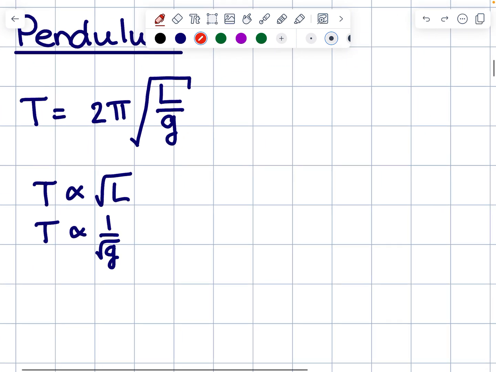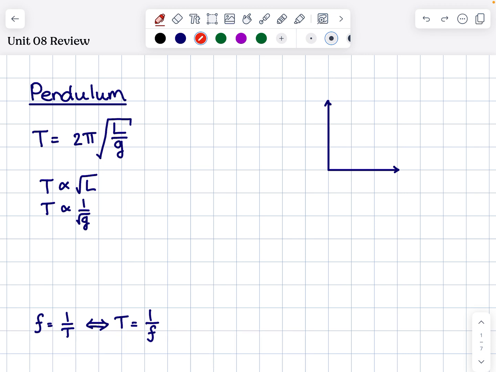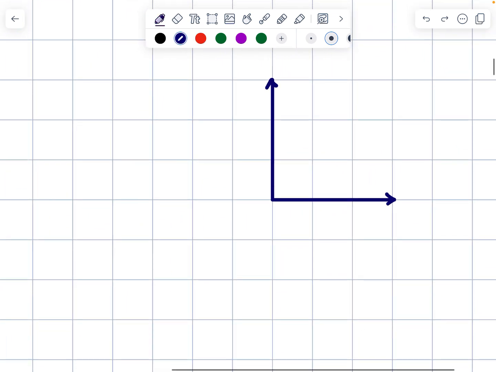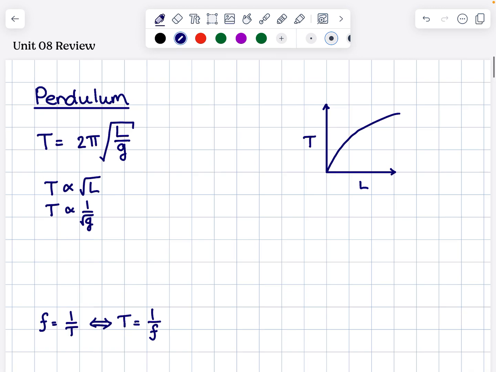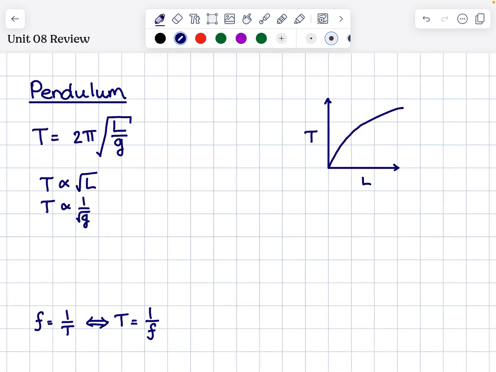We can represent both of these relationships with graphs. So if I graph the period and the length, the period is proportional to the square root of the length, so the graph will look something like that. On the other hand, if I ask how the period depends on the gravitational constant g, as g gets bigger, the period gets smaller. The graph would look something like that.